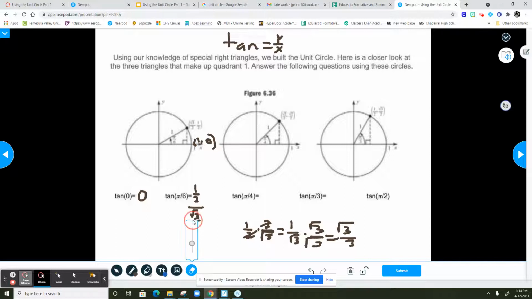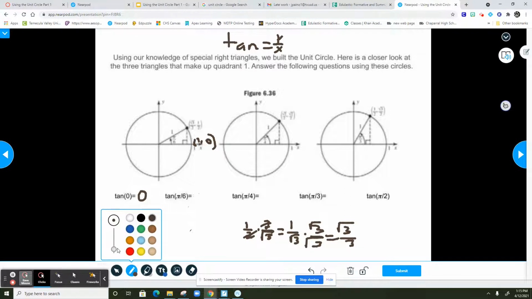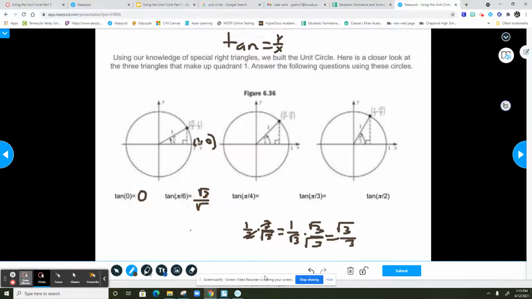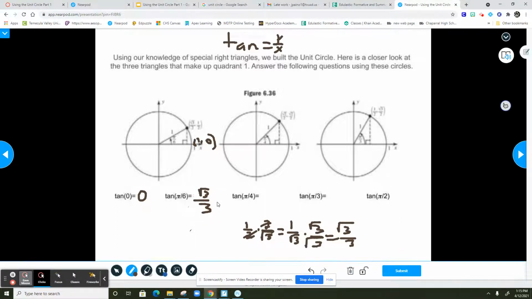Let me erase this up here and just write the answer in. Rad 3 over 3. All right, so again, we're dividing fractions, so we multiplied by the reciprocal, and that left us with a radical in the denominator, so we had to rationalize the denominator, and we ended up with rad 3 over 3. So tangent of pi 6 is rad 3 over 3.